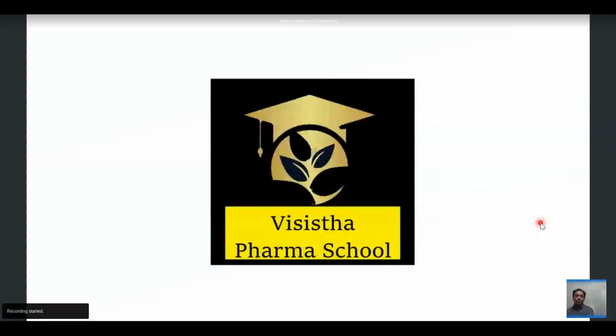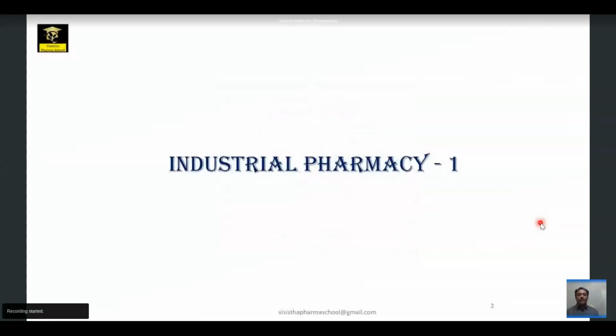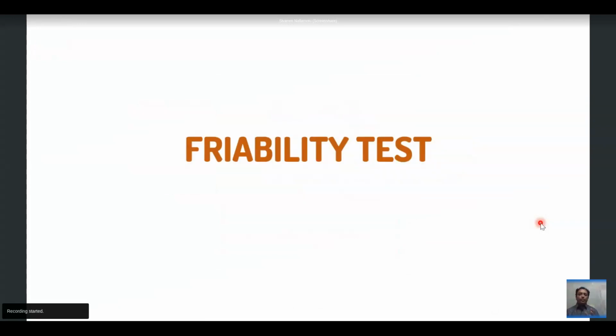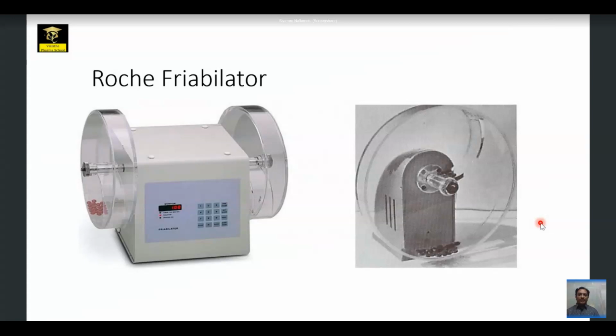School, where in this industrial pharmacy, I'm going to discuss the topic friability test. The friability test is one of the tests which is carried out prior to the compression of the tablets. That means when the initial setup of the tablets is being done, friability is one of the tests that is done. The main purpose of this test is to find out how much is the strength of the tablets.